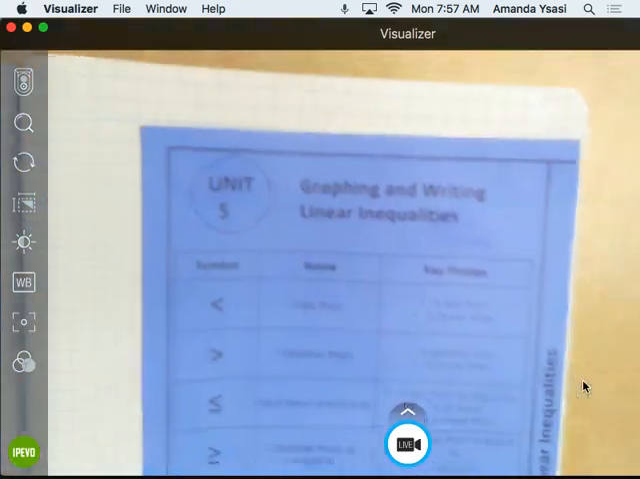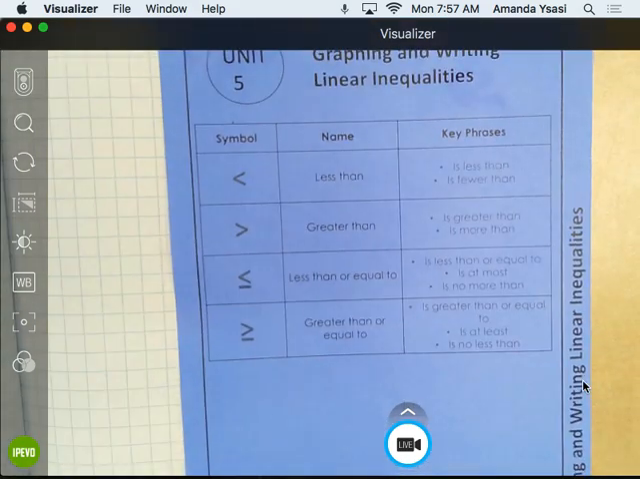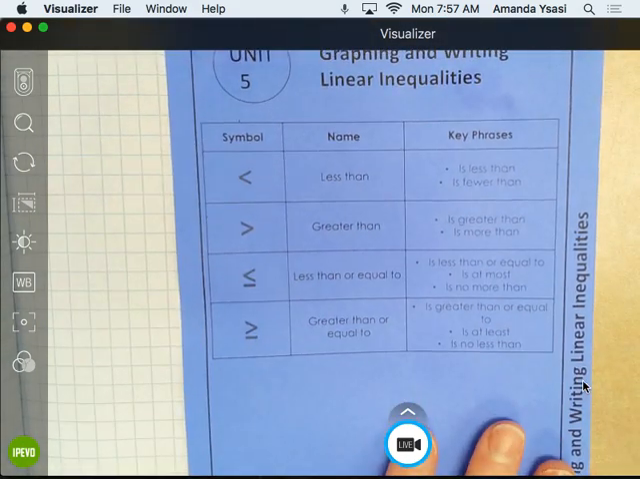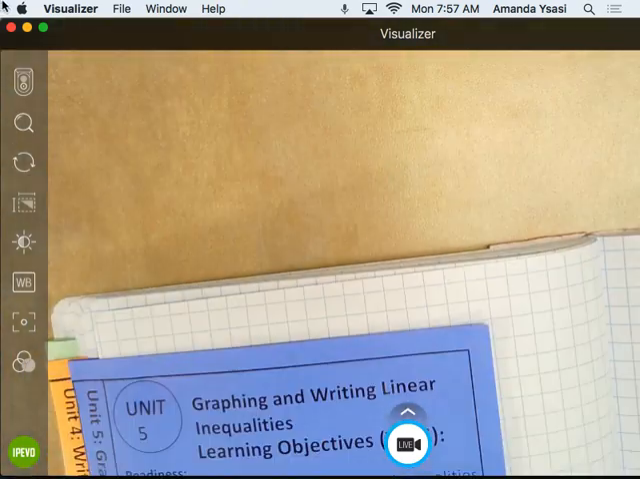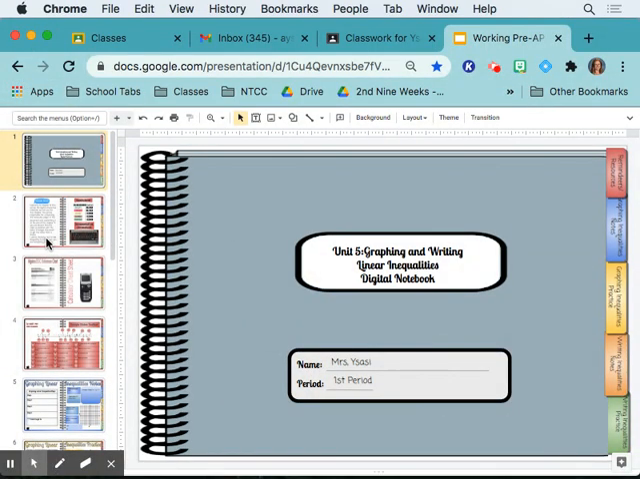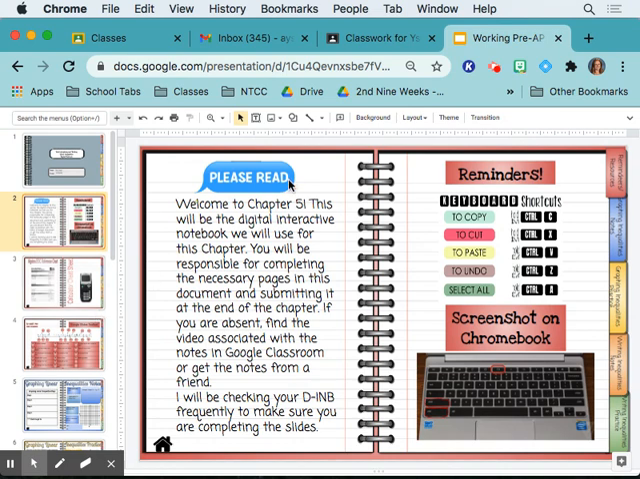The only thing that I have on here is just reminders about your inequalities, and we'll make some notes on here as we go. So let's look at our digital interactive notebook. Reminders: we're in chapter 5, which is unit 5. Make sure you are completing the notes as we go. If you are absent, you are responsible for watching the videos and taking the notes, because this digital interactive notebook is due at the end of our unit, right before the test. So make sure you're completing the slides as we go.